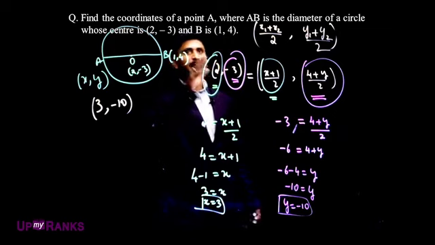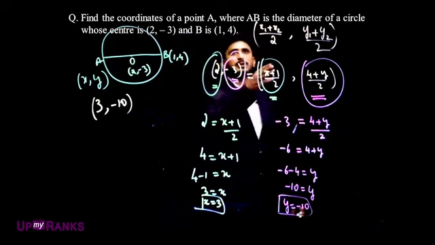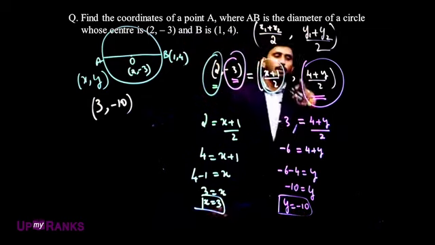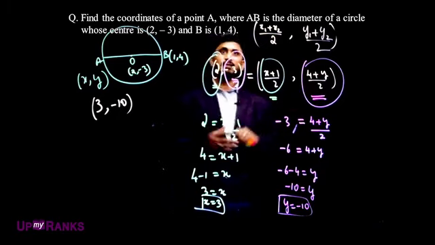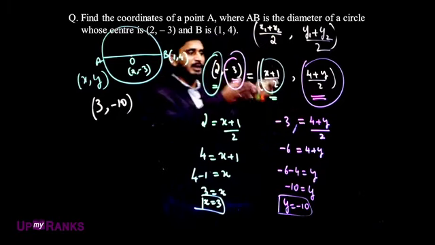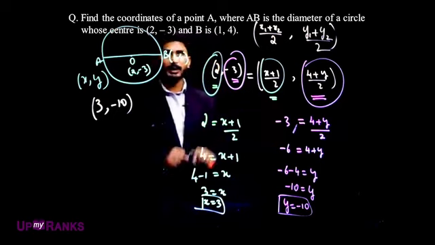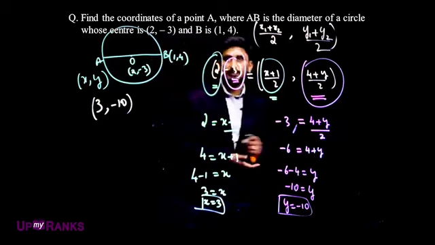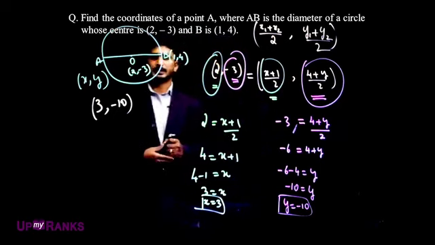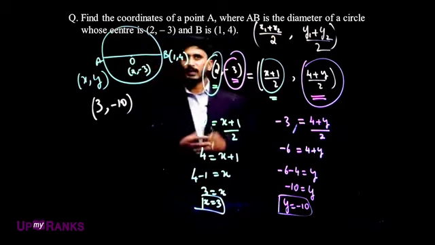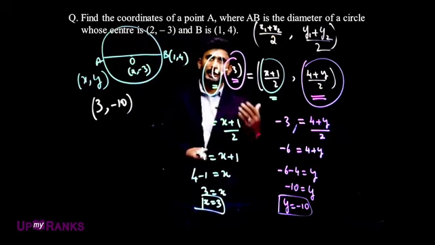So we considered 2 comma minus 3 is equal to x plus 1 by 2 comma 4 plus y by 2. Then we equated x with x, and y with y. Then we simplified for y and x. So children, it's very easy. So let's move on to the next question now.